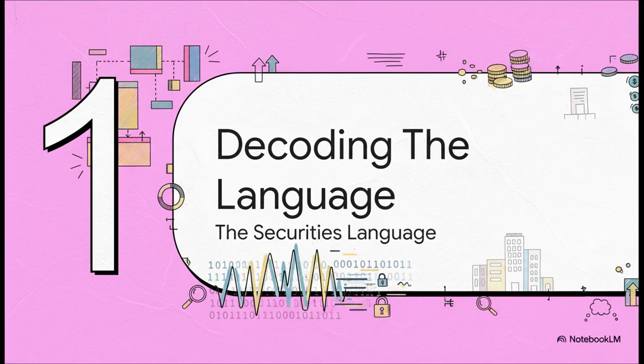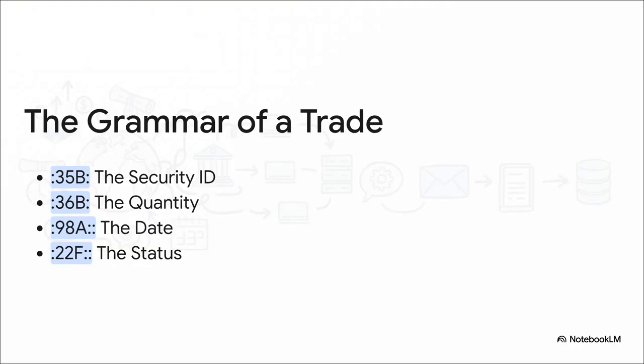What does this secret language actually look like? How can a simple string of text command the movement of billions of dollars with total precision? Let's break it down. It helps to think of it like a really simple grammar. The messages are built with these little tagged fields that basically act like the nouns, verbs, and adjectives of a financial deal. So you have a field like /35B, which answers the question, what stock is it? Then /36B says how much of it. /90A sets the when. And the really important one, /22F, gives you the status update.